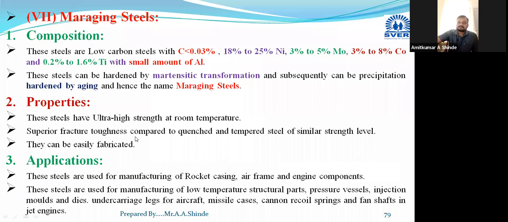Then these steels have ultra high strength at room temperature. I have already explained why: at room temperature, the martensite phase is present, which gives very high hardness. Carbon is present in the form of martensite. These are different transformation products. At higher temperatures, austenite, the gamma phase, is there. At room temperature, it may transform to pearlite, a mixture of ferrite and cementite. It may be present as pearlite, or as bainite, or as martensite.